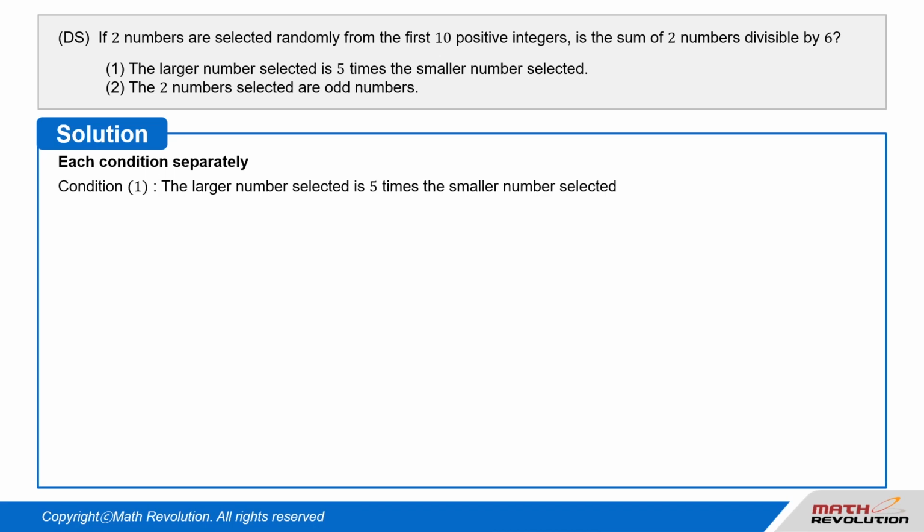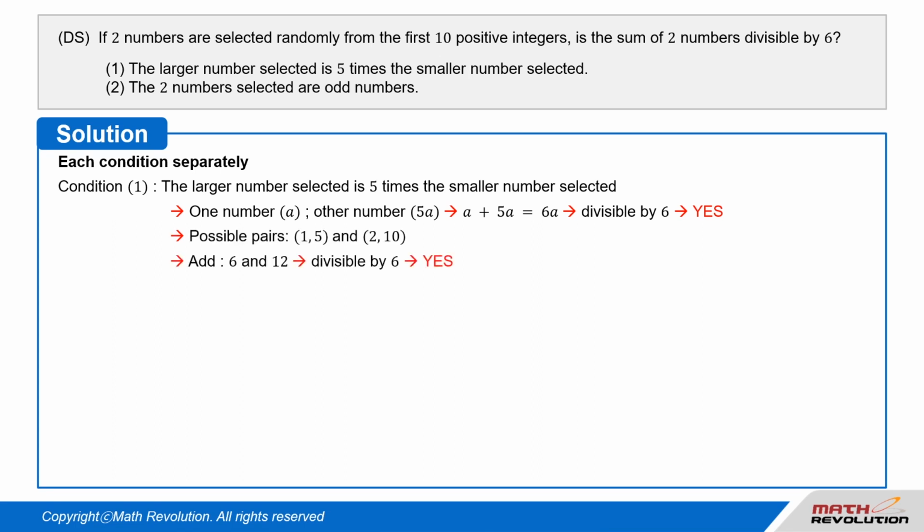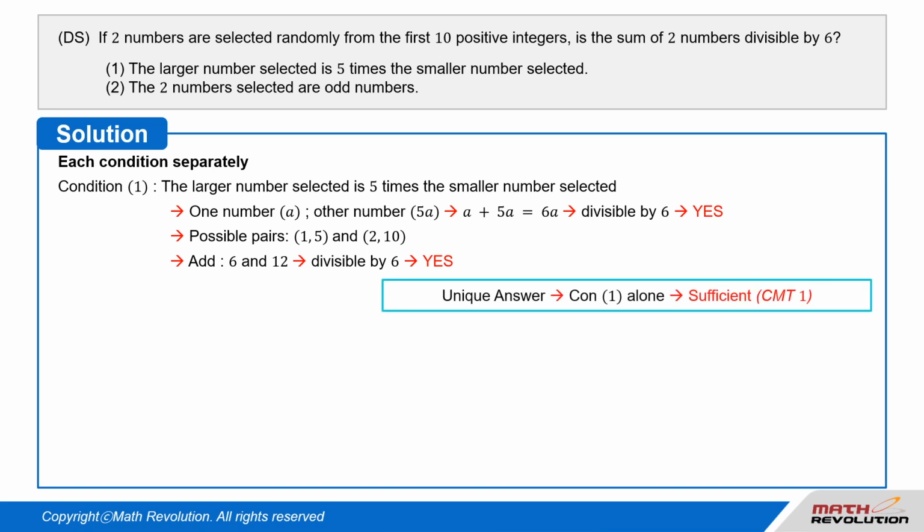Condition 1 tells us that the larger number selected is 5 times the smaller number selected. So, if we take one number as A, the other number will be 5 times A, and their sum will be A plus 5 times A equals 6 times A, which will always be divisible by 6. The possible pairs in the given range are 1 and 5, and 2 and 10, adding up to 6 and 12. In both cases, the sum, 6 or 12, is divisible by 6. So the unique answer is yes, and the condition is sufficient by CMT 1, which states that the answer will be in terms of a unique yes or no.